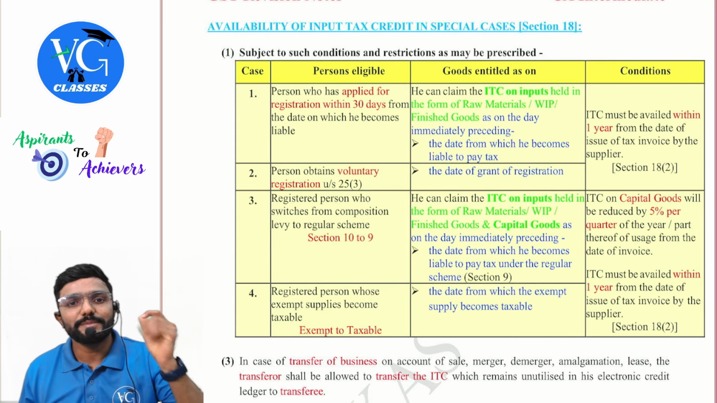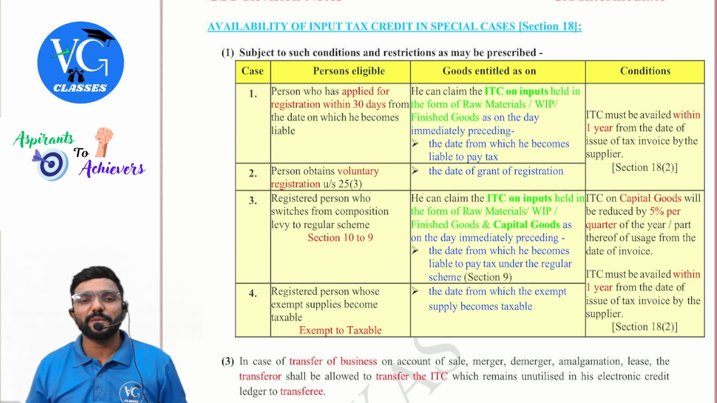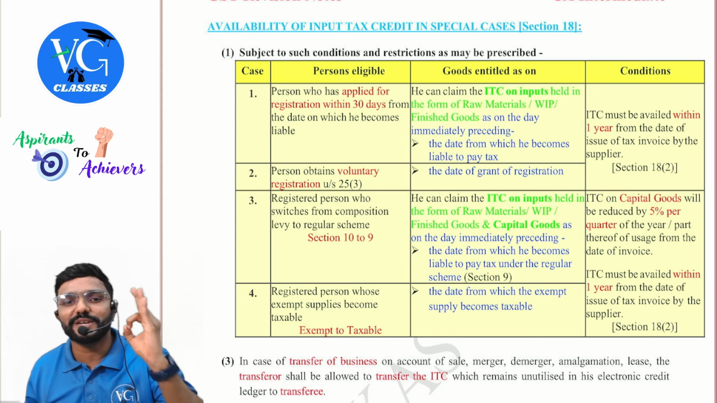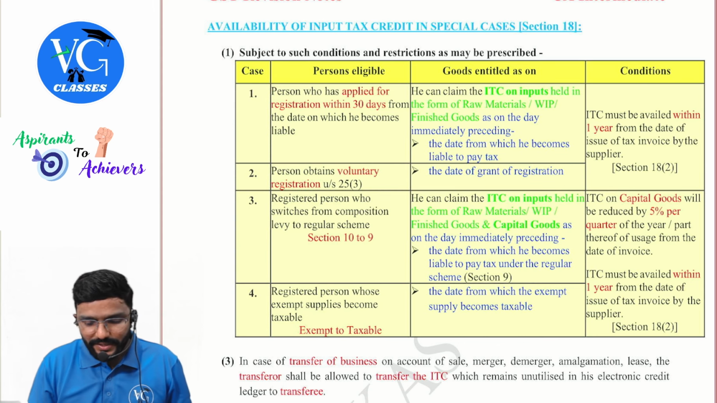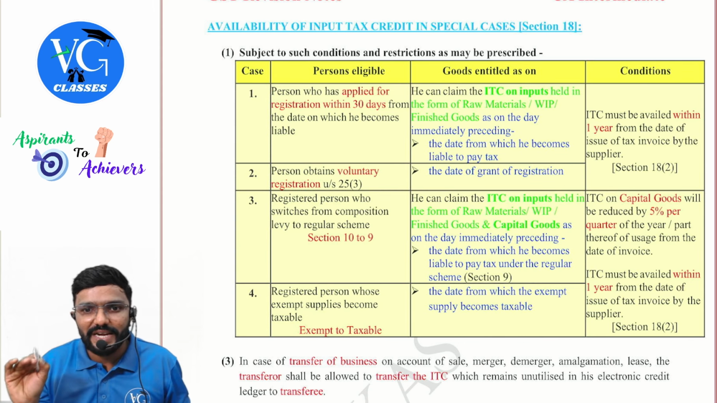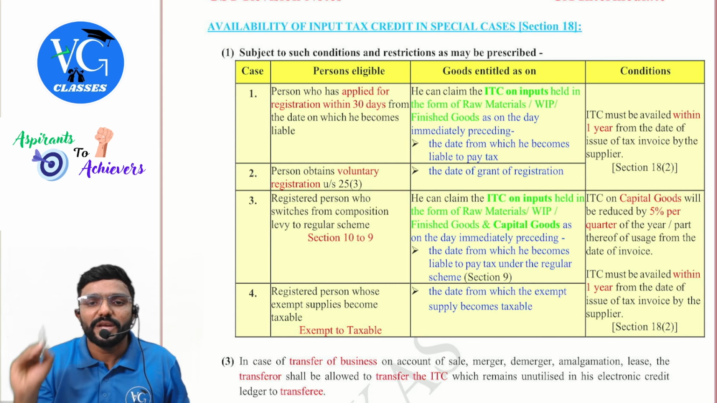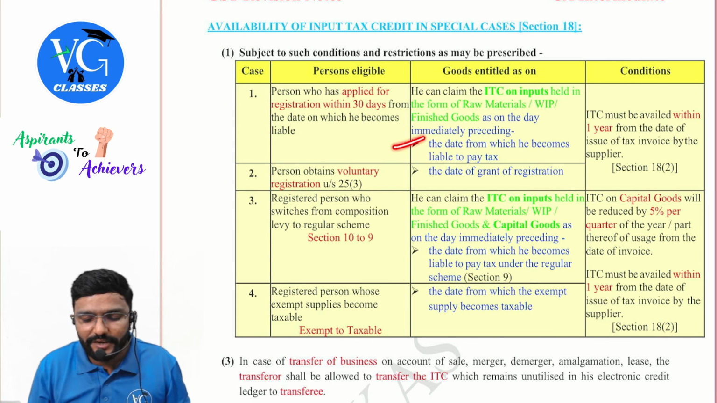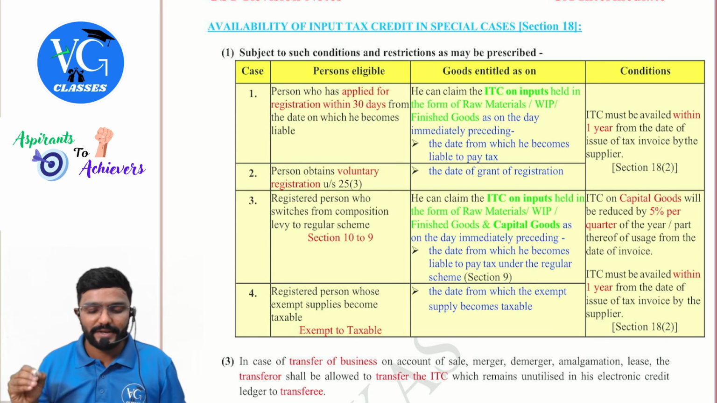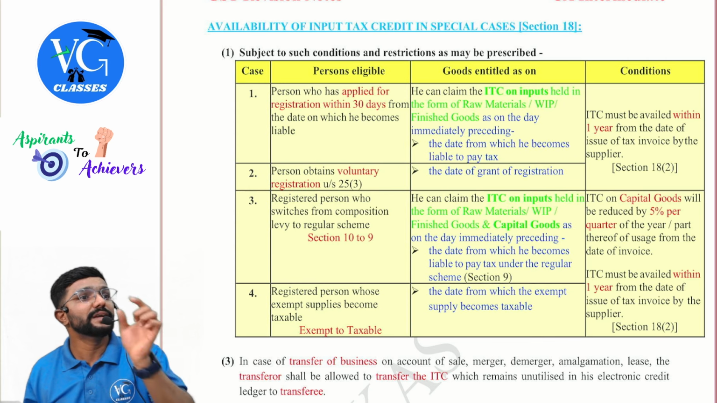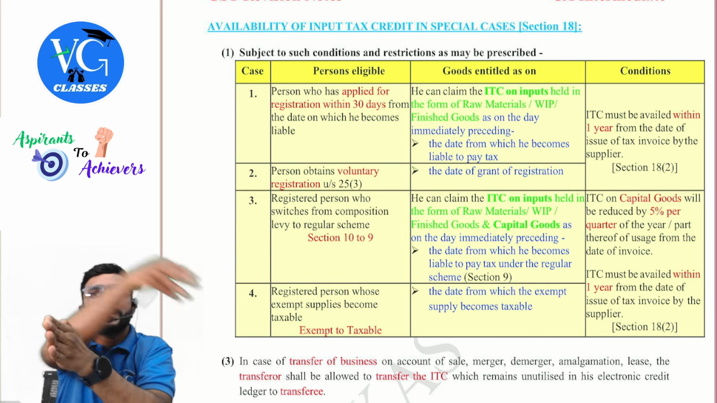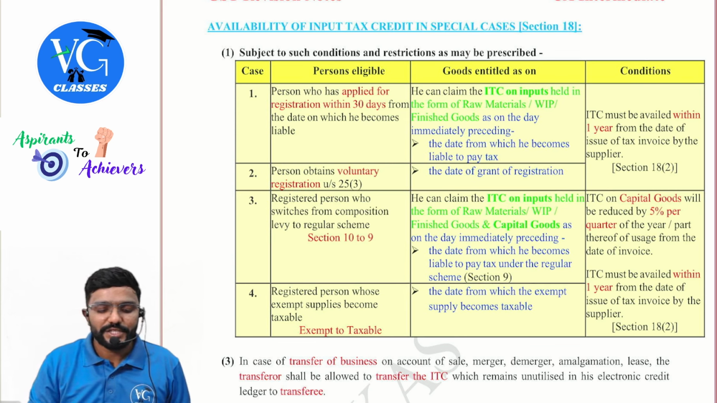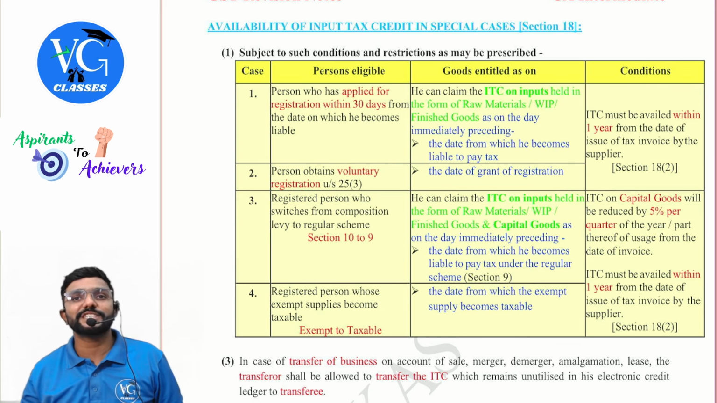Subject to such conditions and restrictions as may be prescribed. First one, a person who has applied for registration within 30 days from the date on which he becomes liable can claim the ITC on inputs held in the form of raw material, WIP, finished goods as on the day immediately preceding the date from which he becomes liable to pay tax, which is that day in my example. Next, a person who obtains voluntary registration under section 25(3).